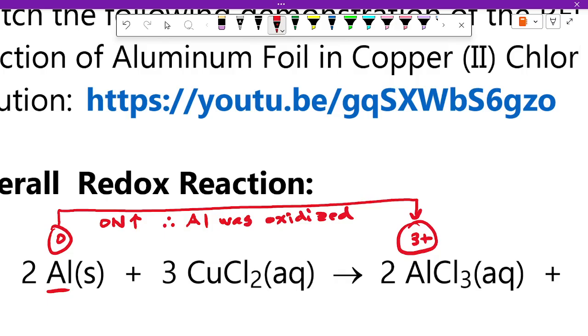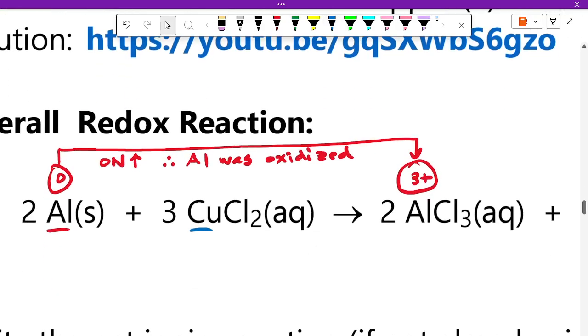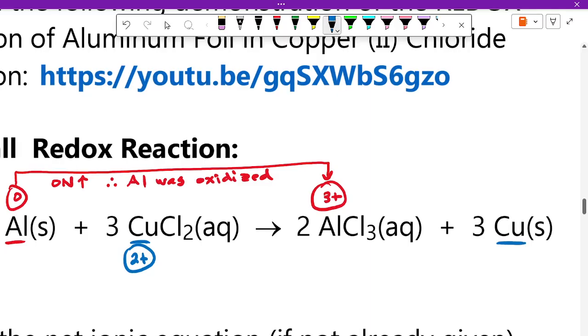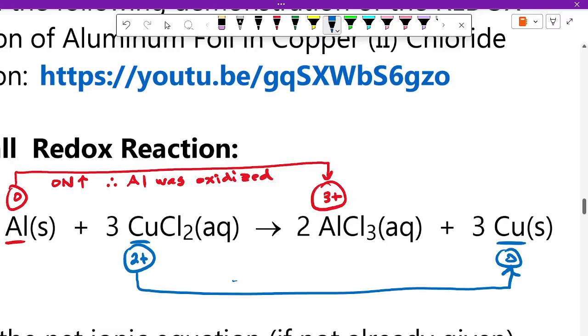All right, how about copper. What is the oxidation number for copper on the left? 2 plus. And on the right? 0. And so the oxidation number went down, and therefore copper was reduced.